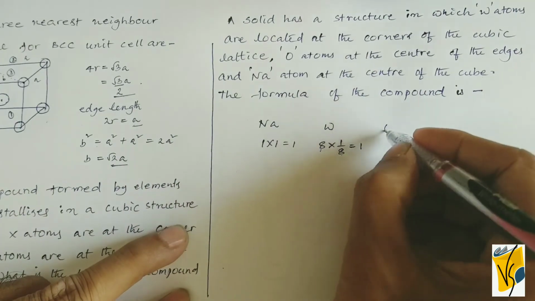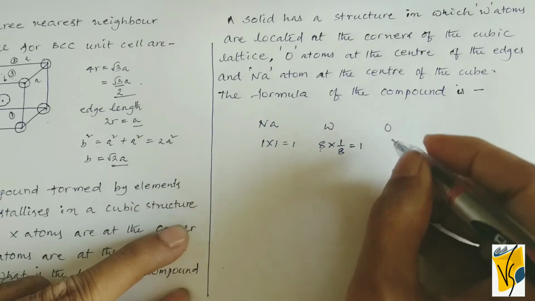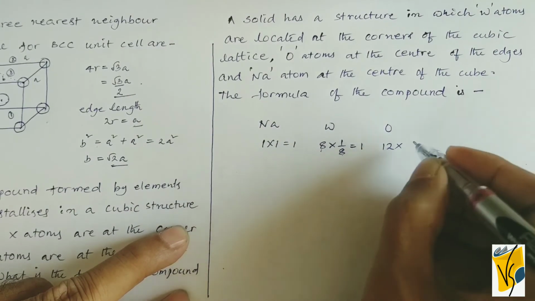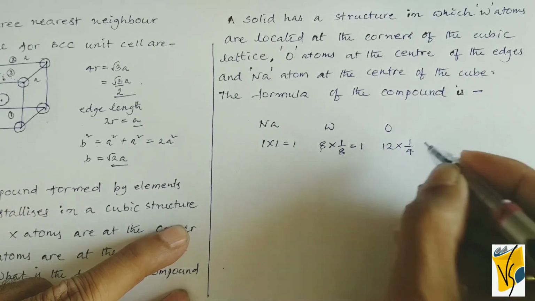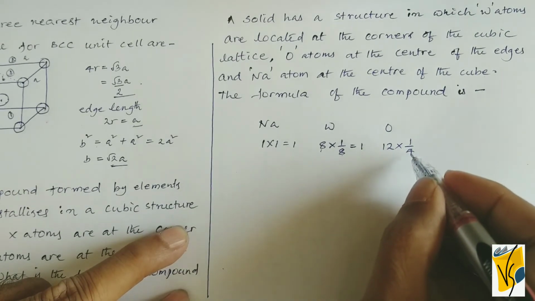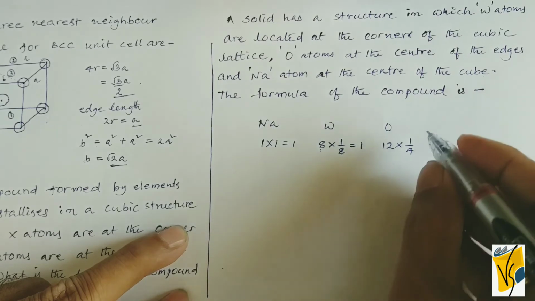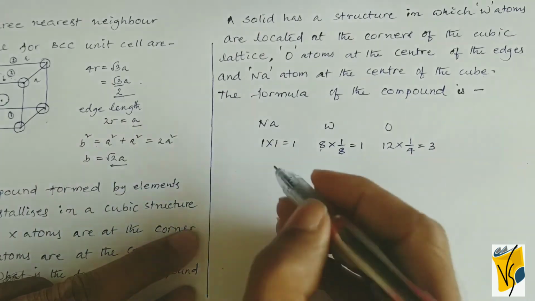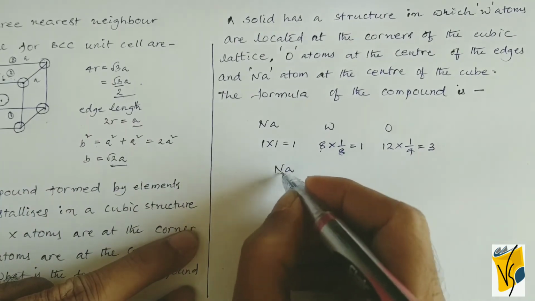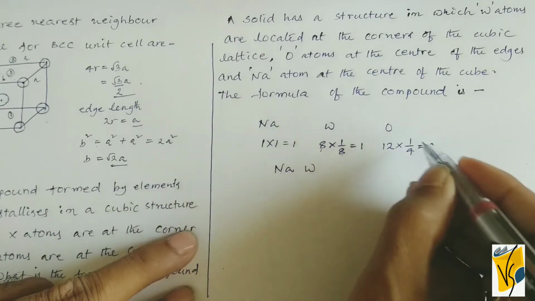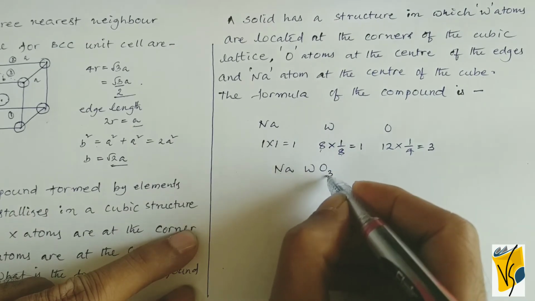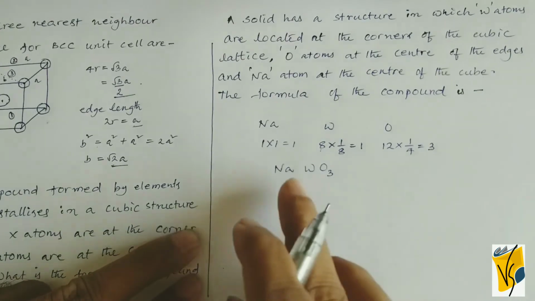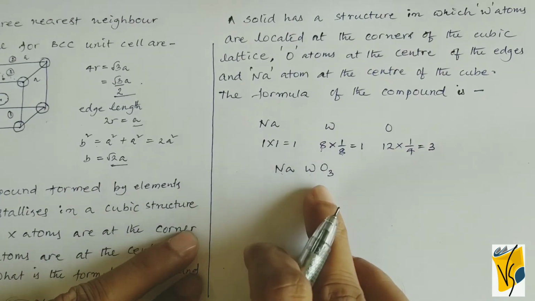And now for oxygen, where are they present? They are present at the edges. And as there are 12 edges, and the contribution of each edge lattice point to one unit cell is 1 by 4, 12 into 1 by 4 is equal to 3, right? Now how many atoms of sodium are there? 1 sodium atom, 1 tungsten atom, and 3 oxygen atoms are there. So what is the formula? NaWO3, right? So this is the formula of the compound.